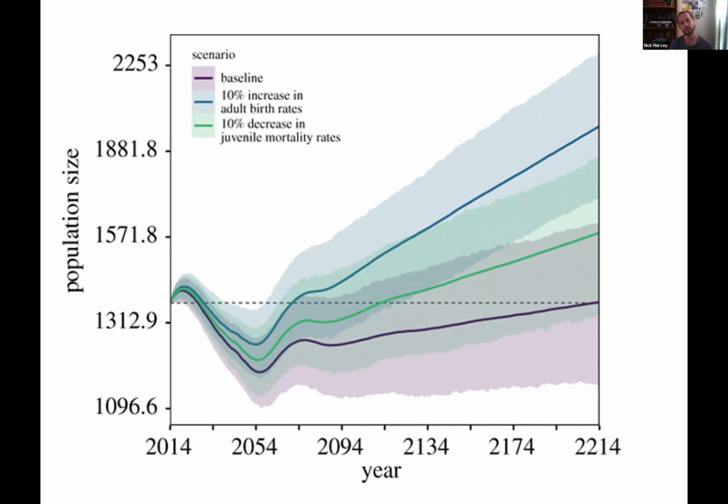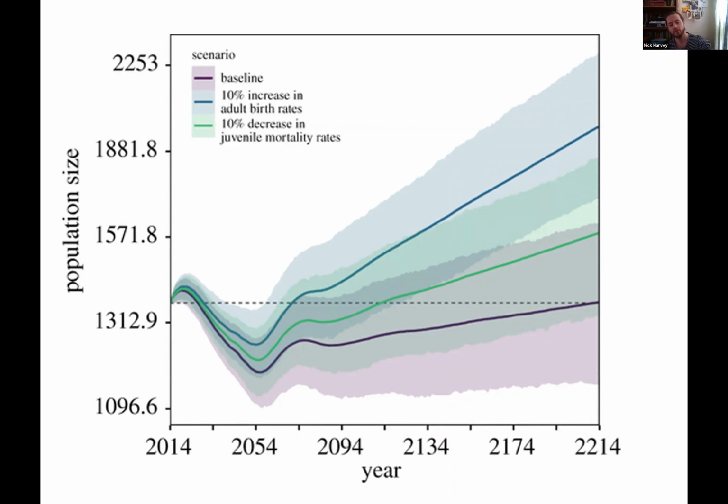So our baseline population modeling is just looking at vital rates as they currently are in the population. So the measured death and birth rates. And as we can see, over 200 years, we predict that our population will be about the same level as it is now in the future. So it might be stable.